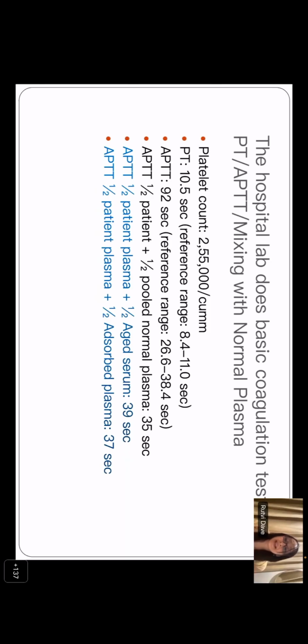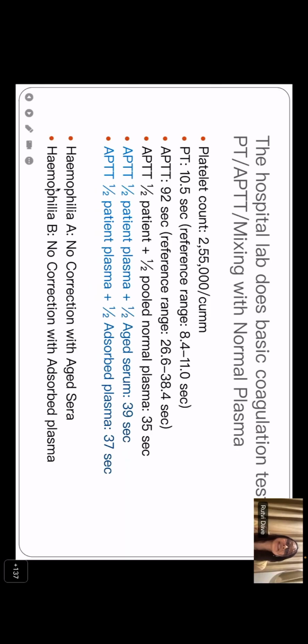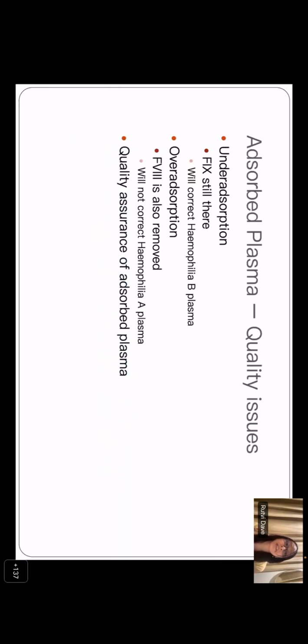So we know that if there is hemophilia A, there will be no correction with 8 serum, because 8 serum lacks factor 8. And if it is hemophilia B, there is no correction with adsorbed plasma, because adsorbed plasma lacks factor 9. But here, in this case, there is a good correction with everything, with normal plasma, 8 serum, and adsorbed plasma. So then what are we dealing with?